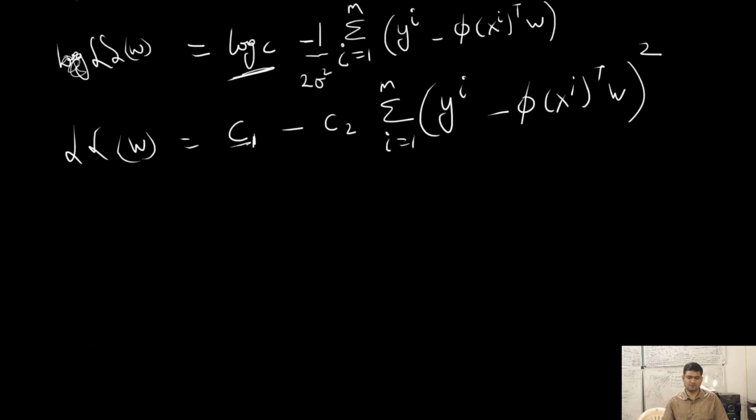Since c1 and c2 don't depend on w, while maximizing we can just get rid of them, since they're constants with respect to differentiation. Since c2 is positive, this entire term would be negative. So instead of maximizing the likelihood, we can just minimize the negative of the log likelihood.